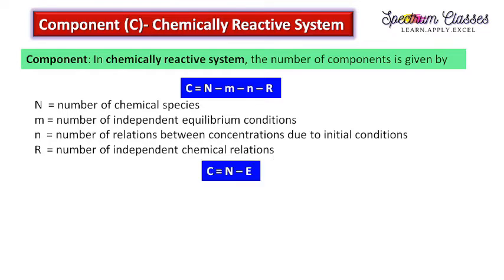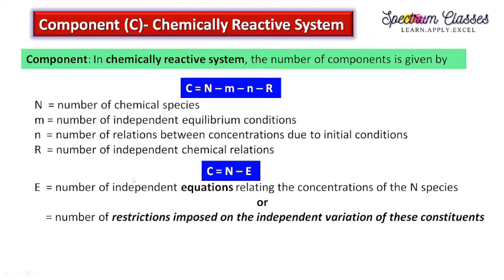This formula can be further simplified: the number of components is equal to the number of chemical species minus the number of chemical reactions, which is represented by this capital E. E stands for equations. So what is E? It is the number of independent equations relating the concentrations of the n species. So here n is the species and E is the number of equations relating their concentration. In some texts it is also mentioned as the number of restrictions imposed on the independent variation of these constituents.